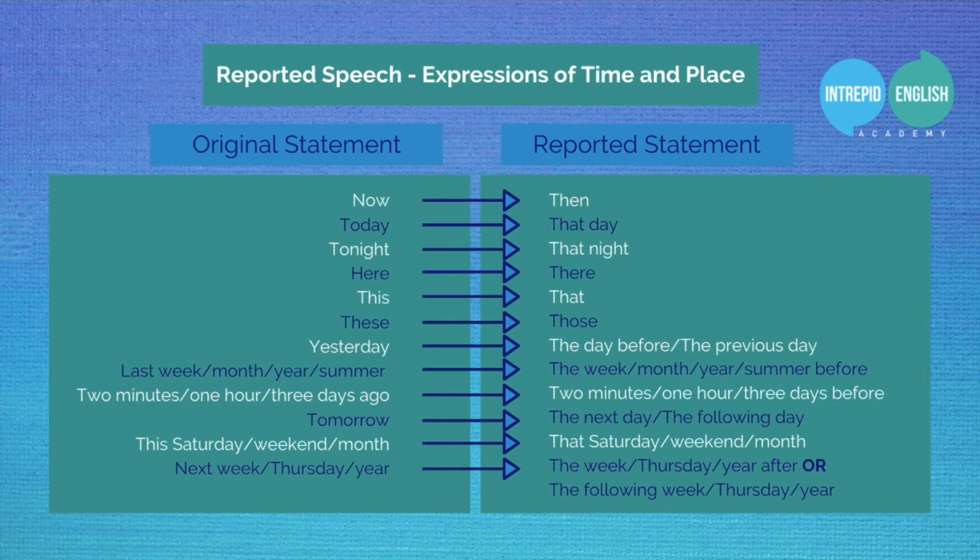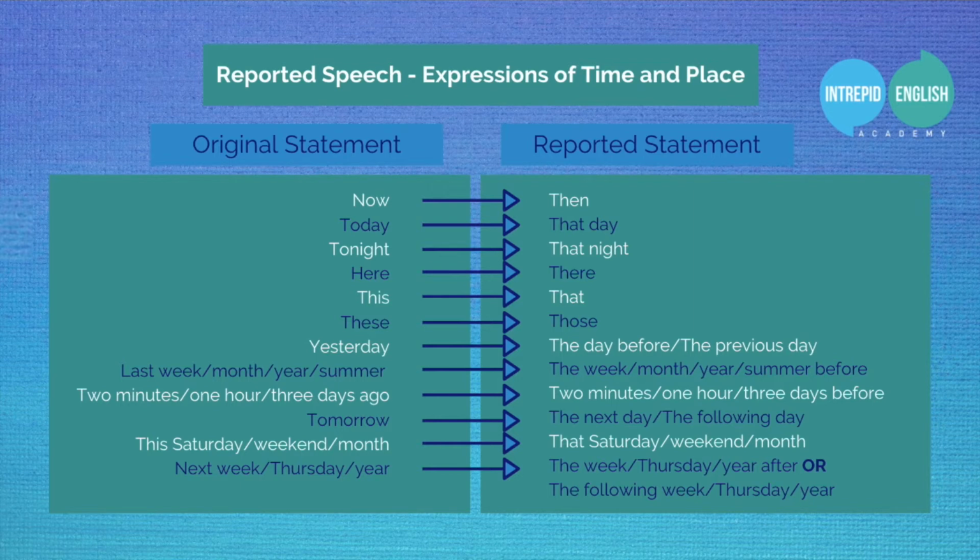Last week, month, year, summer becomes the week, month, year, summer before. 2 minutes or 1 hour or 3 days ago becomes 2 minutes or 1 hour or 3 days before. So obviously you need to use that in relation to another action to make that make sense. Tomorrow becomes the next day or the following day.